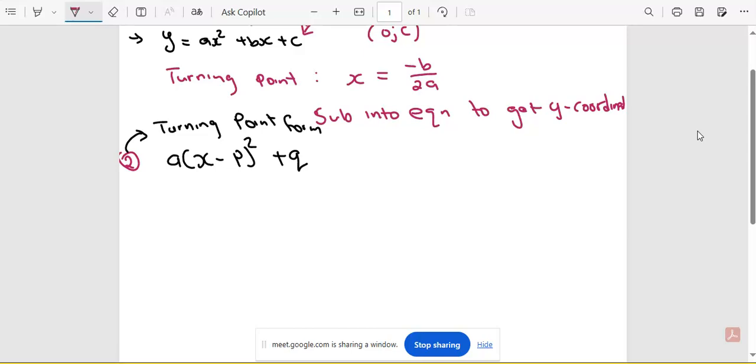Okay. So the turning point is P and Q. Exactly. The turning point will be equal to the value of P, and Q. So that's how you find the turning point. Remember that for the value of P, if it's negative, you write positive. If it's positive, you write negative.